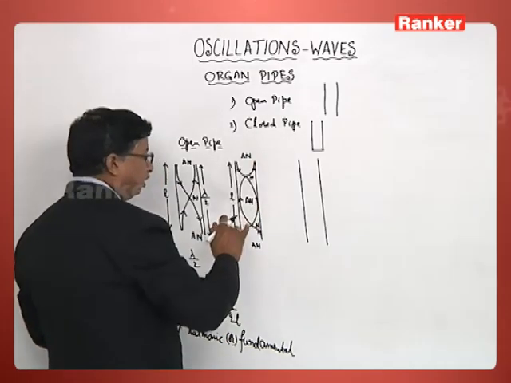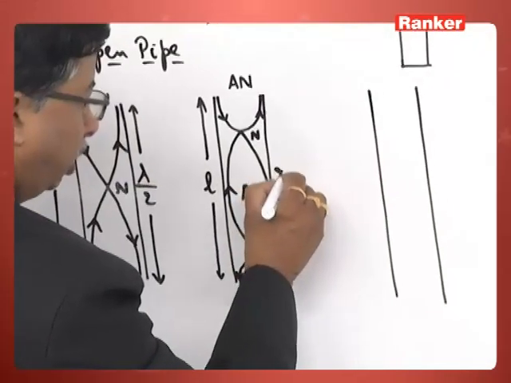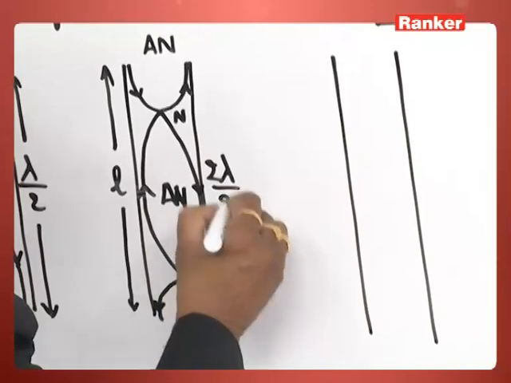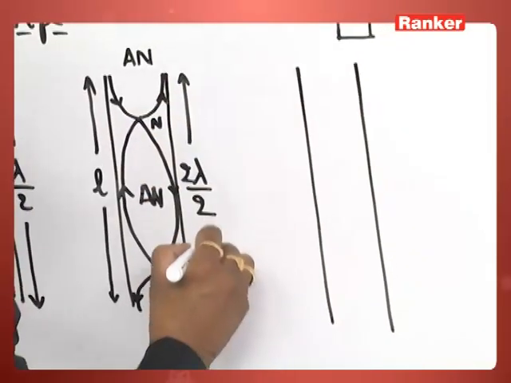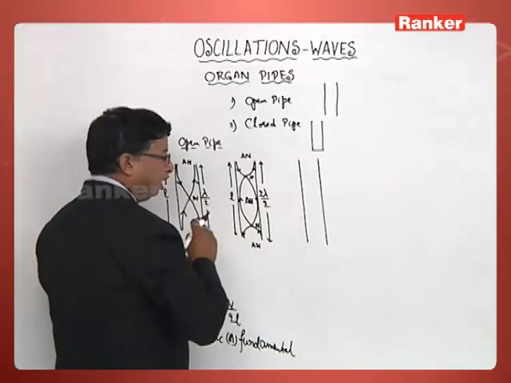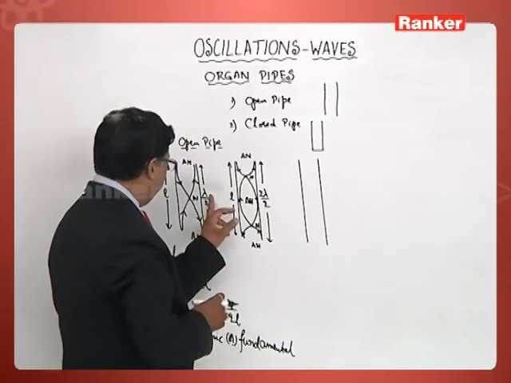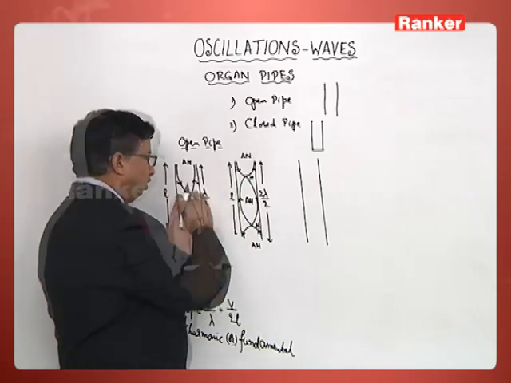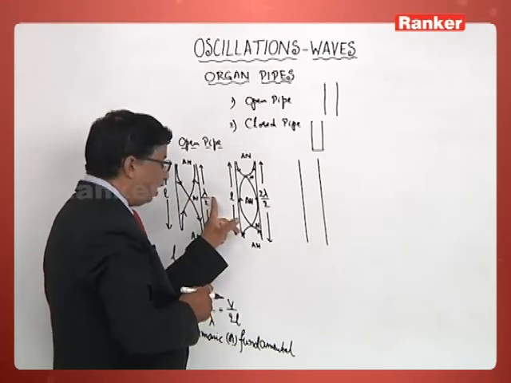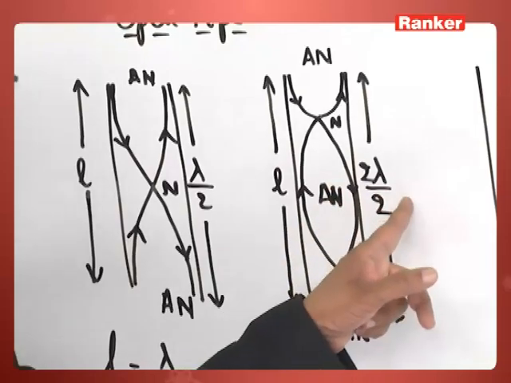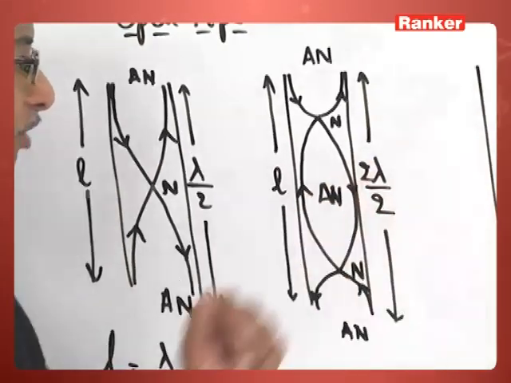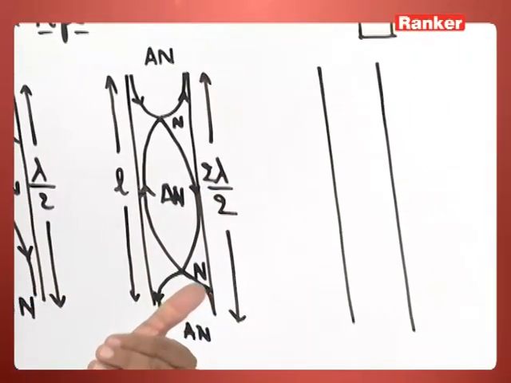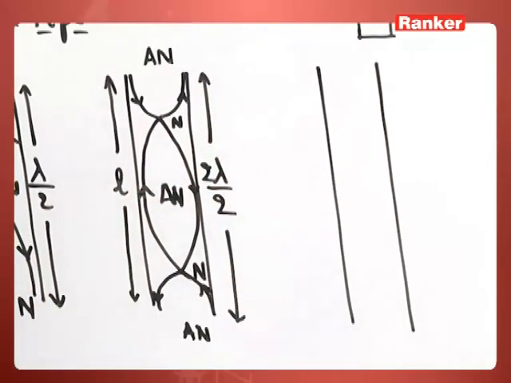If I consider this length, this now becomes 2 lambda by 2. You can simply understand it is equivalent to lambda officially. But we write this one as 2 lambda by 2 for us to have some common multiplication factor. It's 1 into lambda by 2. This is 2 into lambda by 2. Next one will be 3 into lambda by 2 and so on and so forth.